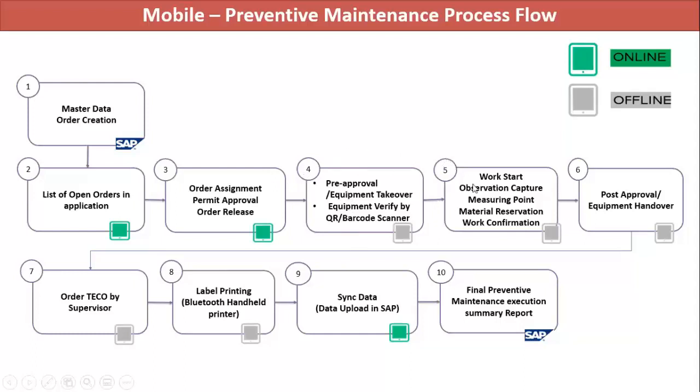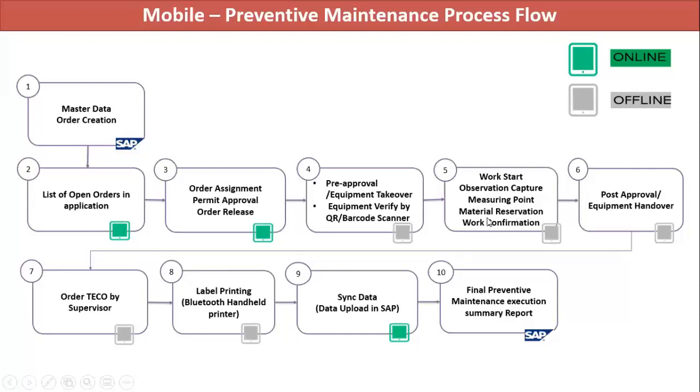Then here at block number 5, the user can start the activity, capture the observations, and we have the measuring point. You can also add the material and generate the reservation for it from the mobile itself. And you can do the confirmation, like whatever you are doing in SAP IW41, 42 work confirmation, you can do here from the mobile itself.